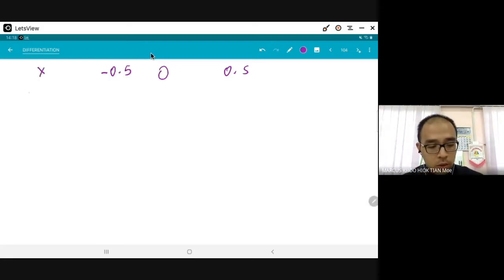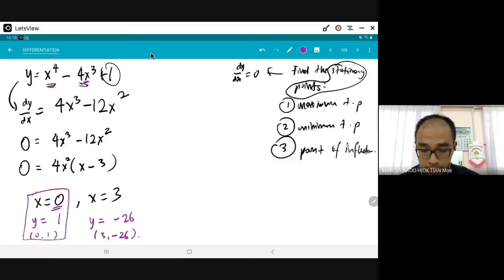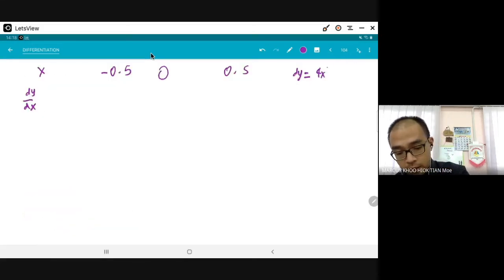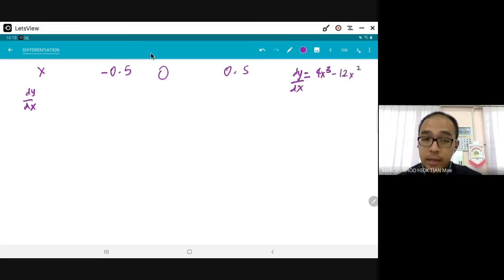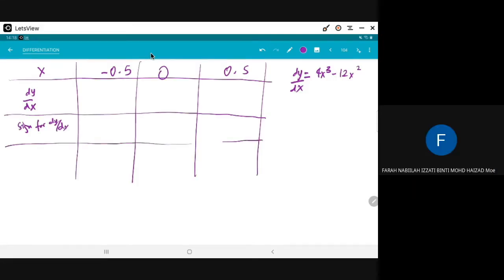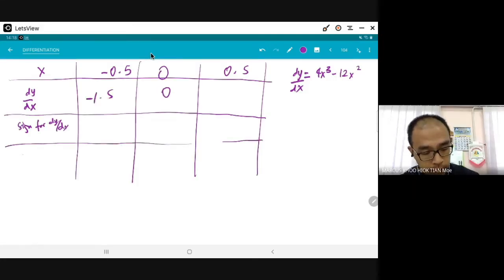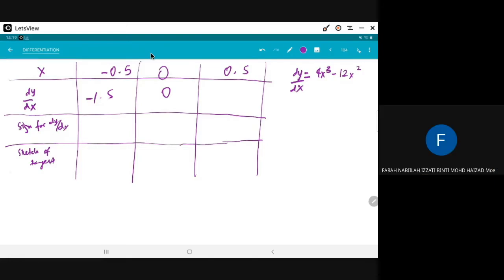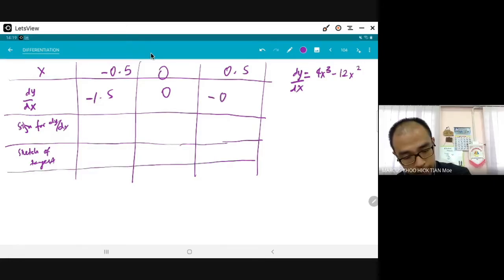Okay, same method. So dy dx. Can you calculate the dy dx, please? dy dx is 4x cubed minus 12x squared. If we have x as negative 0.5, can you tell me what is the dy dx? Negative 1.5. And the other side? Negative 0.5.